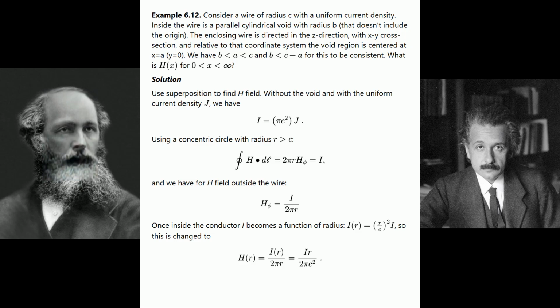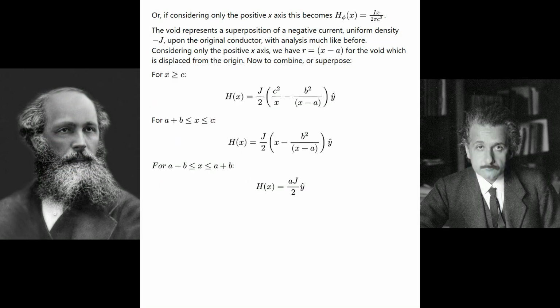Solution: use superposition to find the H field. Without the void and with the uniform current density J, we have [equation]. Using a concentric circle with radius r greater than c, [equation]. And we have for the H field outside the wire [equation]. Once inside the conductor, I becomes a function of radius: I(r) equals r squared over c squared times I, so this is changed to [equation]. Or, if considering only the positive x-axis, this becomes H_phi of x equals Ix over 2 pi c squared.